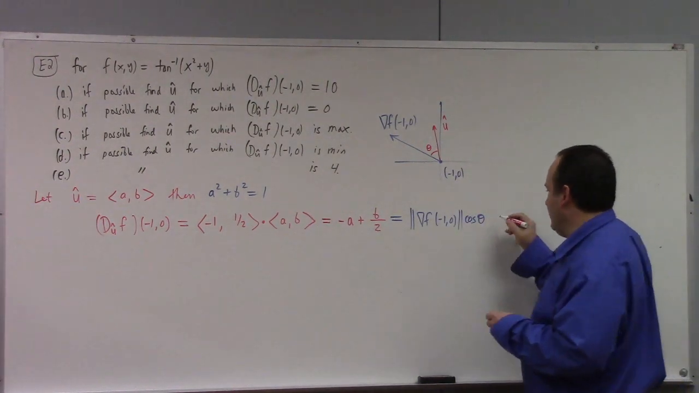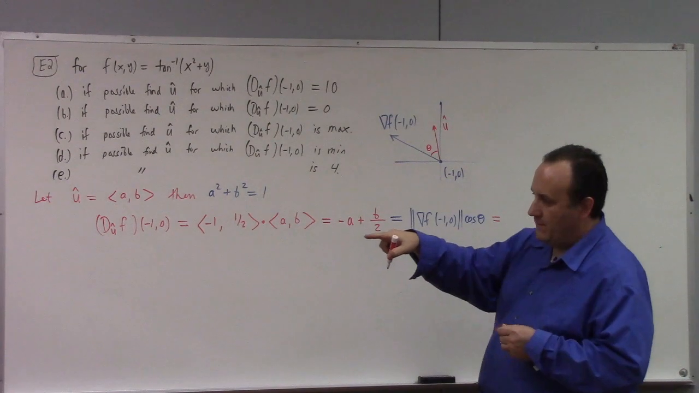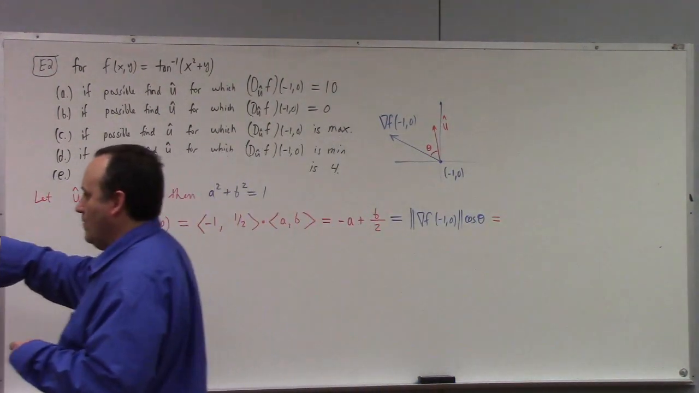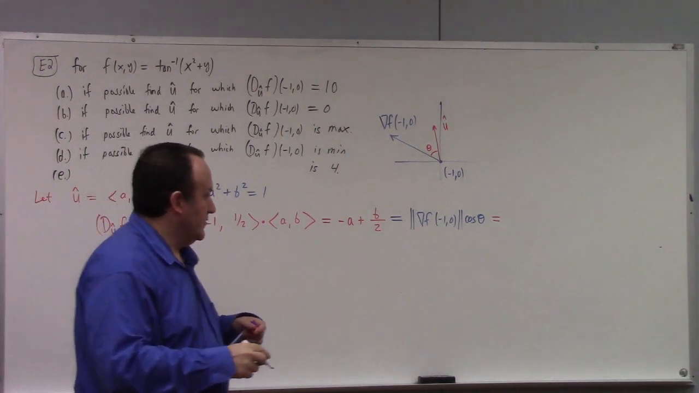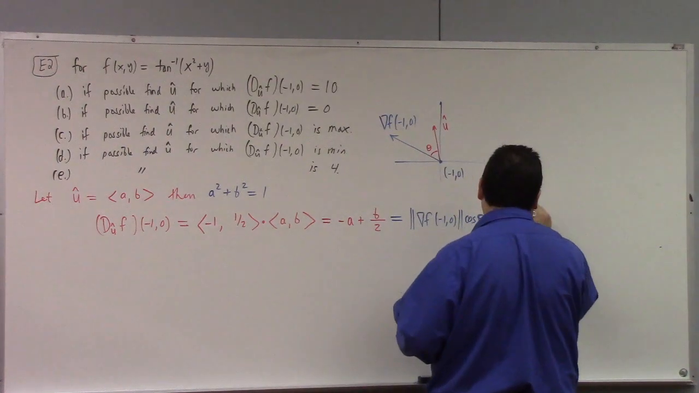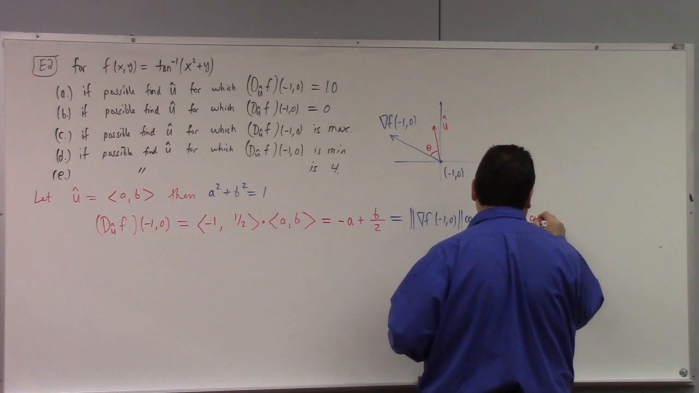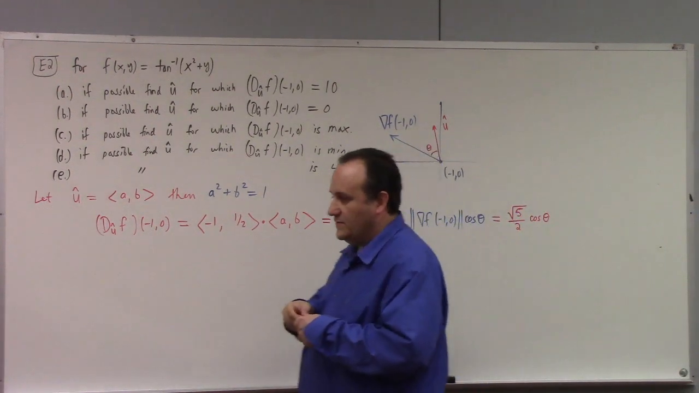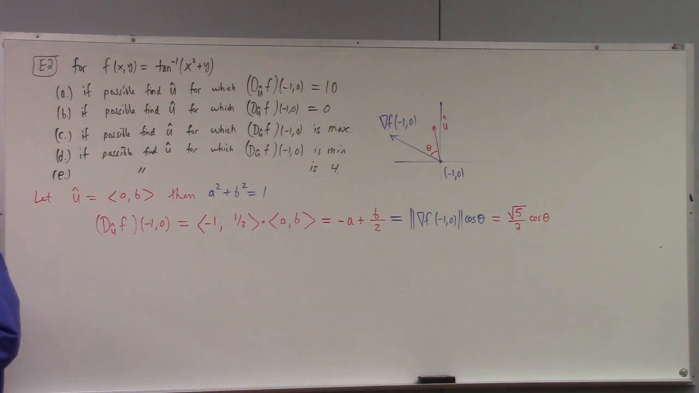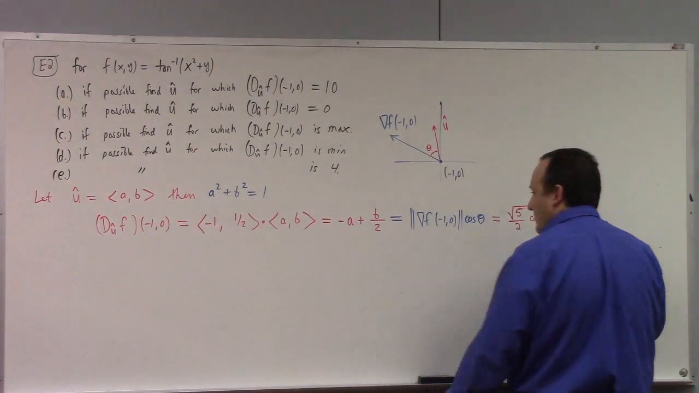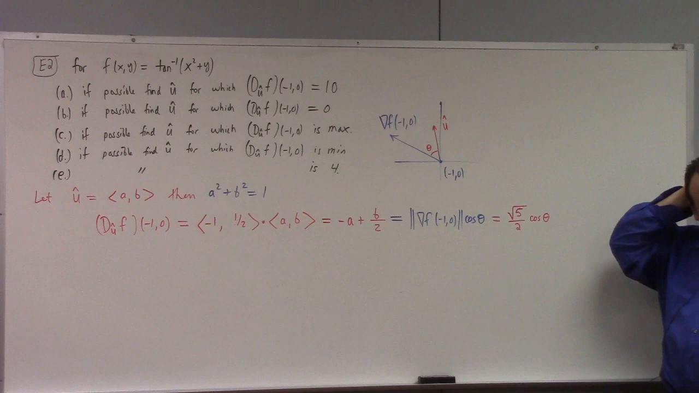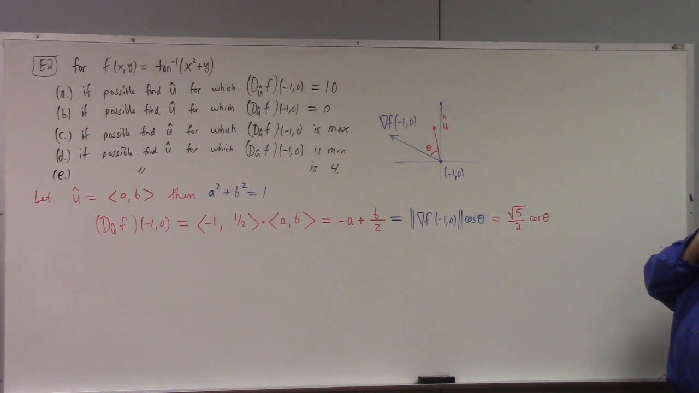So that's another thing we have. Of course, we can be more specific. What's the magnitude of the gradient? The square root of 1 squared plus 1/2 squared, which is 1 plus 1/4, which is 5/4. The square root of 5/4 is the square root of 5 over 2. Do you guys follow me? So we have all these things. Now we can answer these questions, right? So how about, first of all, part A. What's the answer to A?